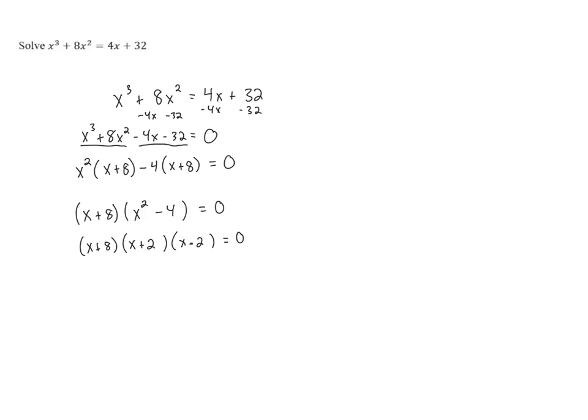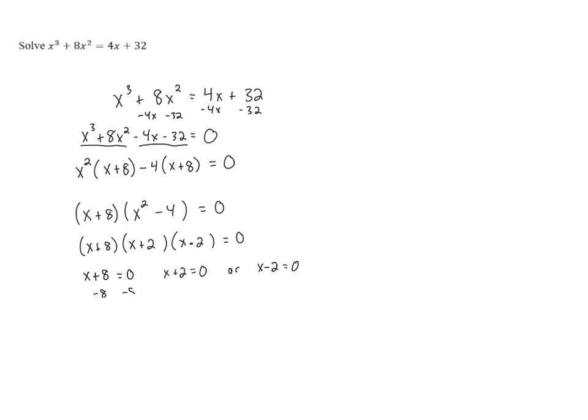And the zero factor property still holds. Even if we have three things that are getting multiplied, if that product is equal to 0, that means one of those three things had to be 0, and so we can still set each factor equal to 0. x plus 8 equals 0, x plus 2 equals 0, or x minus 2 equals 0. And now we have three equations to solve, and that's going to give us three solutions.